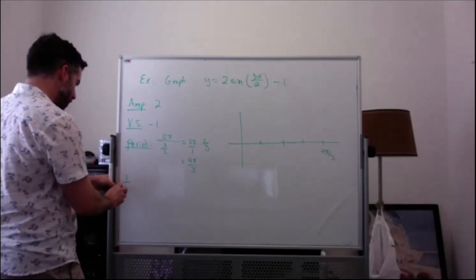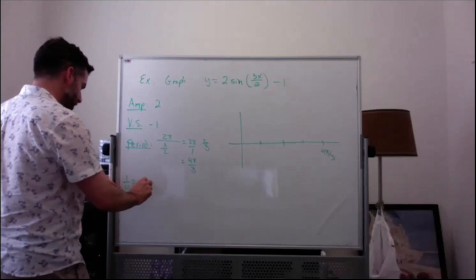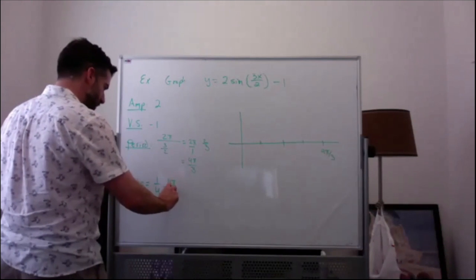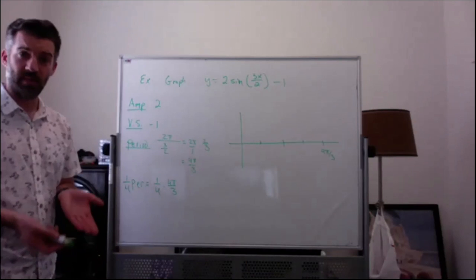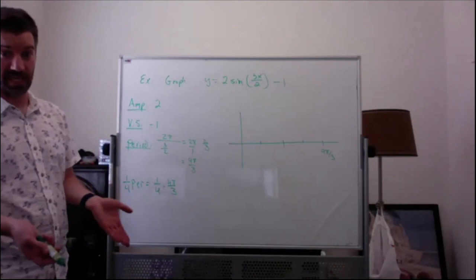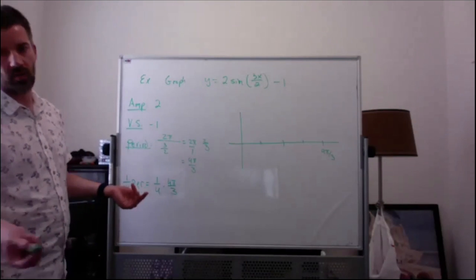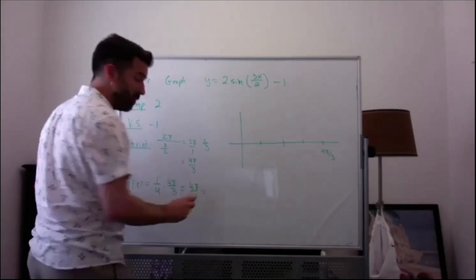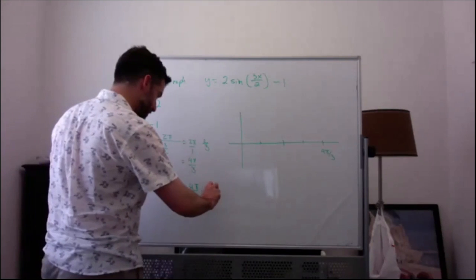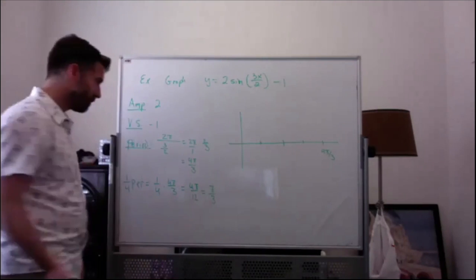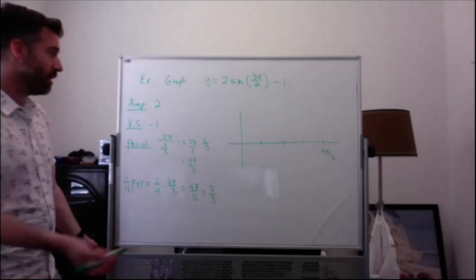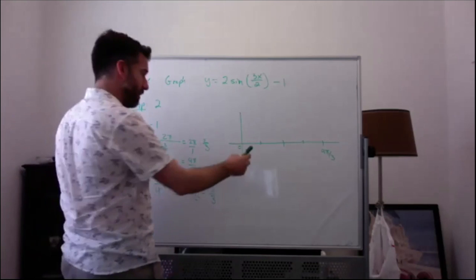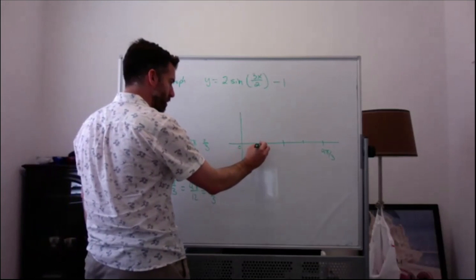So 1/4 of my period is equal to 1/4 times 4 pi over 3. Here the numbers happen to be really nice. You can just say that the 4's cancel and get pi over 3, or you could write it out as 4 pi over 12 and then reduce that to pi over 3. So that's 1/4 of a period. If 0 is the first important point, my second important point is going to be pi over 3.